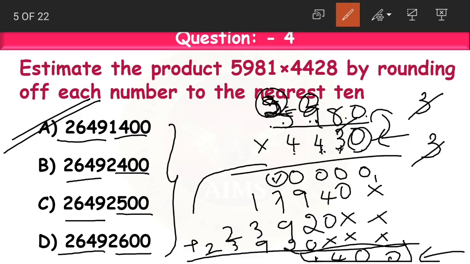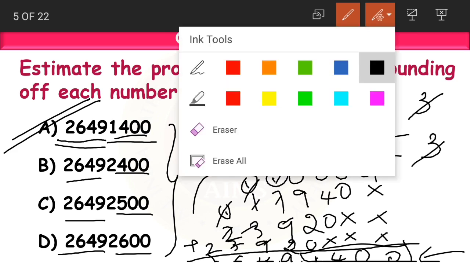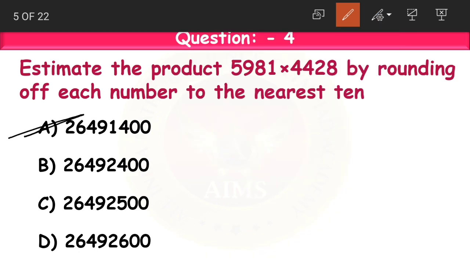Now 1 plus 7, 8. 8 plus 9 becomes 17. 17 plus 2 becomes 19. 1 carried. 1 plus 1, 2. 2 plus 3, 5. 5 plus 9, 14. 1 carried. Again 1 plus 2, 3. 3 plus 3, 6. Again 2. So 2, 6, 4, 9, 1, 4, 0, 0. Yes, we got option A as the correct answer by estimating both the numbers to their nearest 10 and then multiplying.